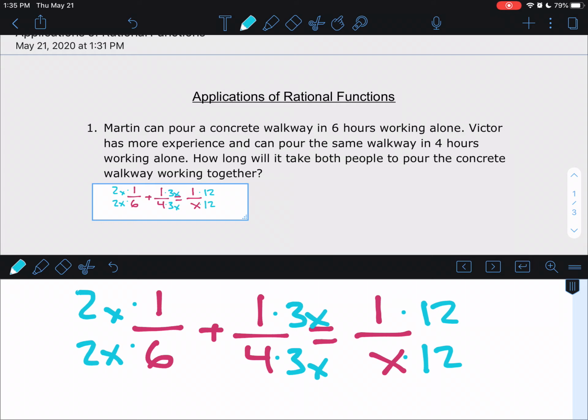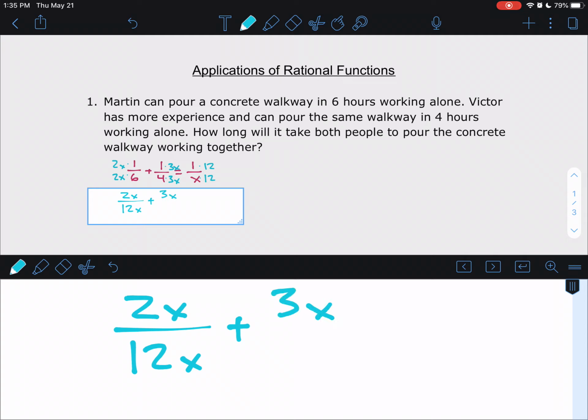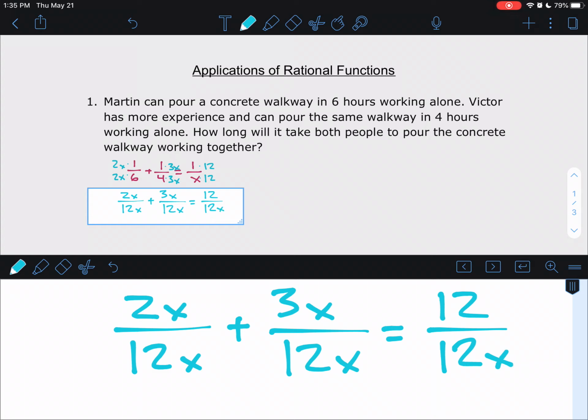All right, so once I take that down here, let's see, 2x times 1 is 2x over 2x times 6 is 12x, plus, and then I have 1 times 3x is 3x over 4 times 3x, which is 12x. And then I have 1 times 12 is 12, and x times 12 is 12x.